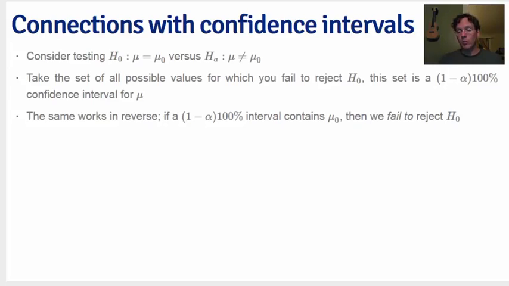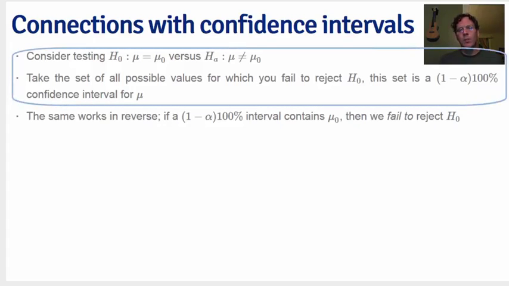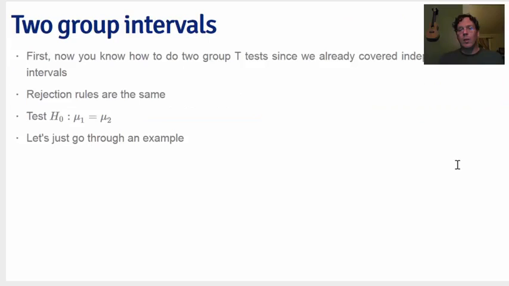In other words, if you construct a 95% interval and just look for whether or not mu naught is in that interval, and fail to reject if it's in the interval and reject if it's outside the interval, that is the same as performing that hypothesis test with a type 1 error rate of exactly alpha. This is stated on this slide by saying the confidence interval can be constructed as the set of all possible values for which you fail to reject the null hypothesis.